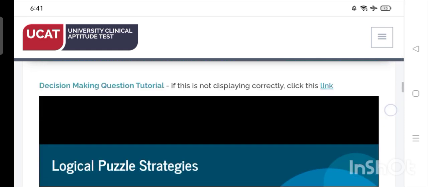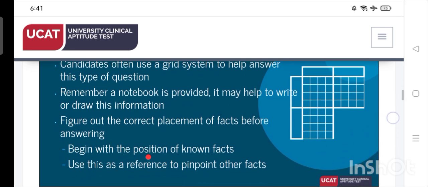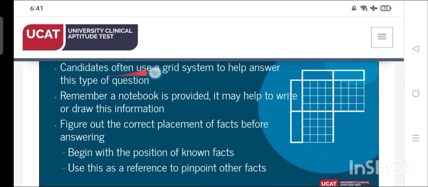Next we have the strategies to solve the logical puzzles. Candidates often use a grid system to help answer this type of question. So these are the types of grids some candidates use to solve their answer, or you can say the information that will be presented to you in that logical type of question.